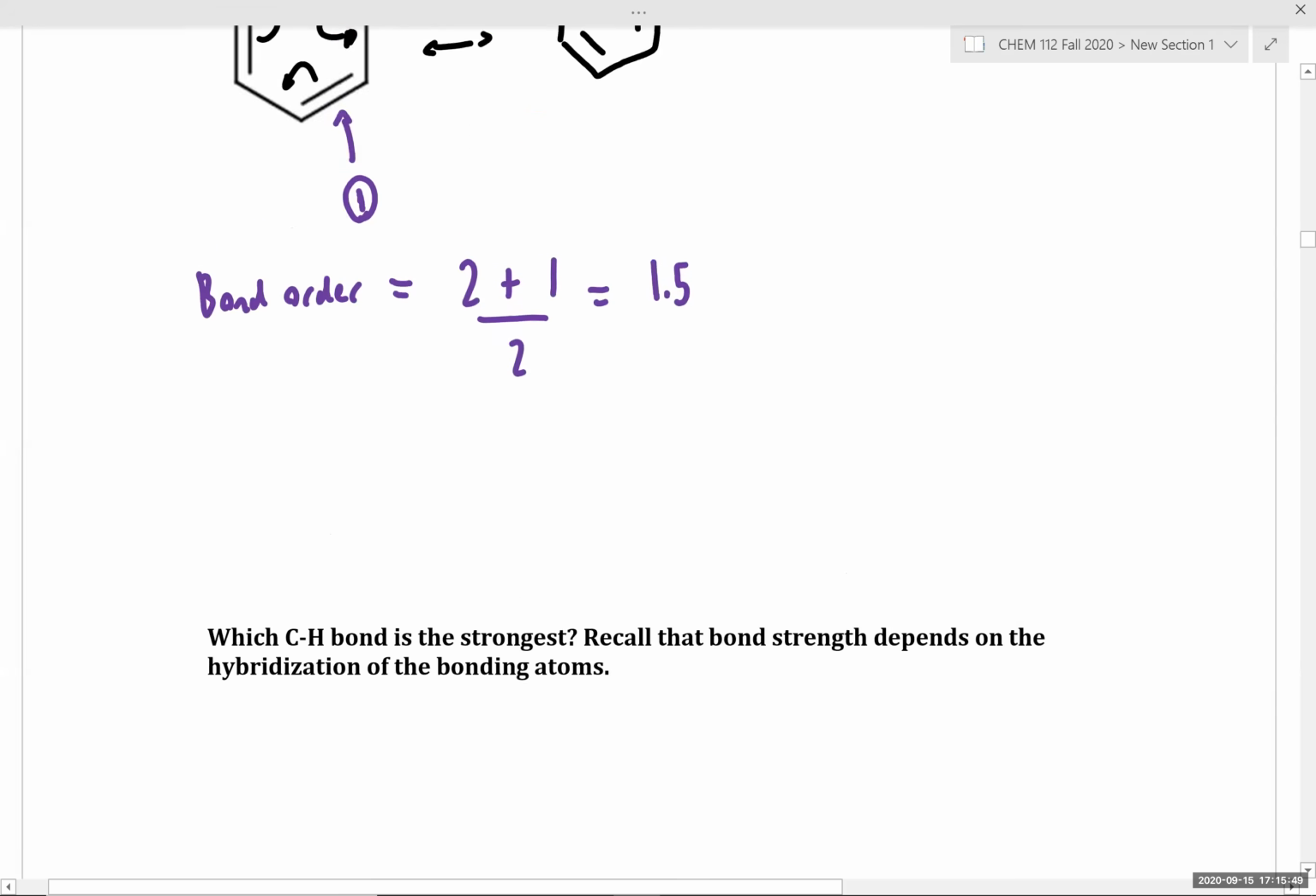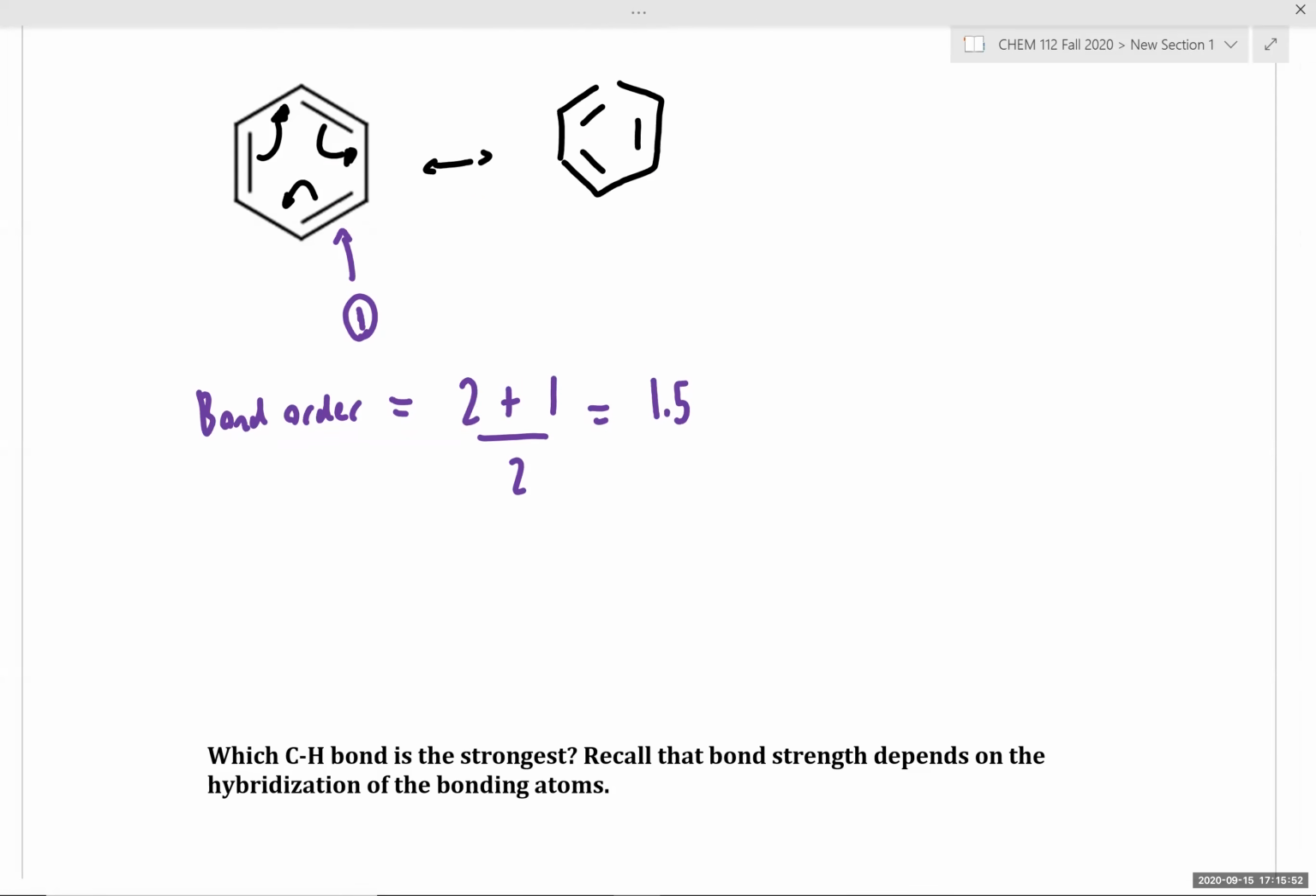Now, I'd also like you to try and answer the question. Same structures. I'd like you to tell me which carbon-hydrogen bond is the strongest. So is there any difference between the carbon-hydrogen bond strength for each of the carbon-hydrogen bonds in benzene? So let's think about this for about a minute to a minute and a half, and don't be shy to share your responses in the chat. Which carbon-hydrogen bond is the strongest, or are they all equally strong?